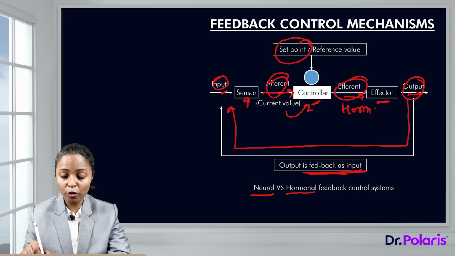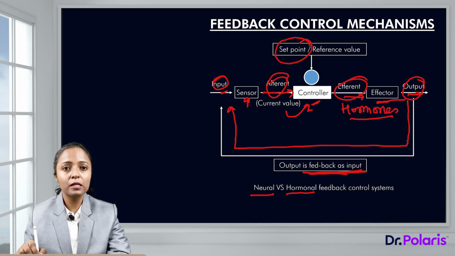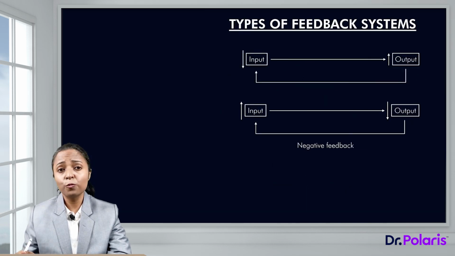Okay. And hormone is causing the various changes, right? So in that case, it will be a neurohormonal mechanism. So feedback control mechanism can be either neural or hormonal. Now, this feedback control mechanism can be either negative feedback or positive feedback, right?